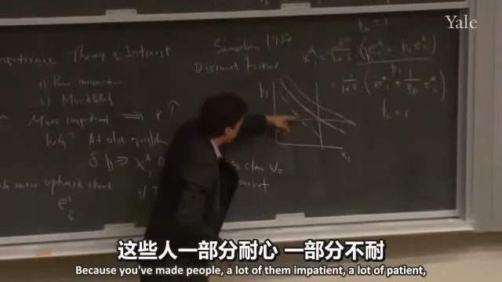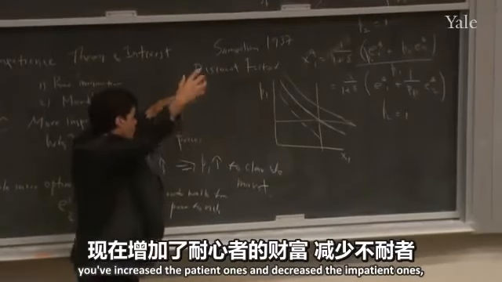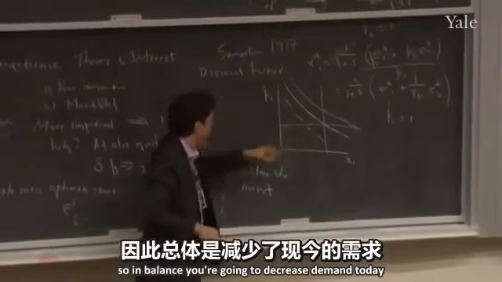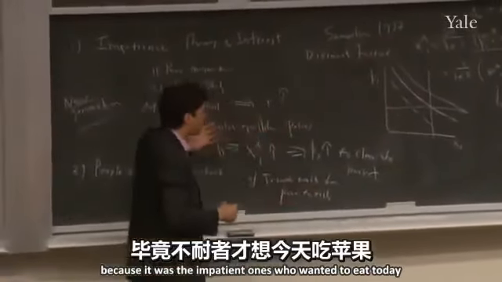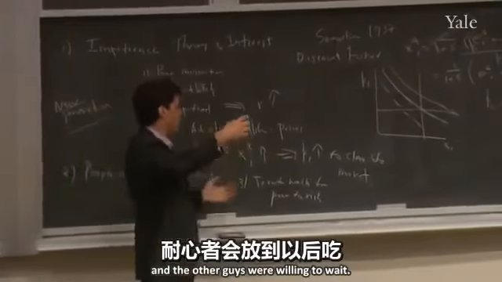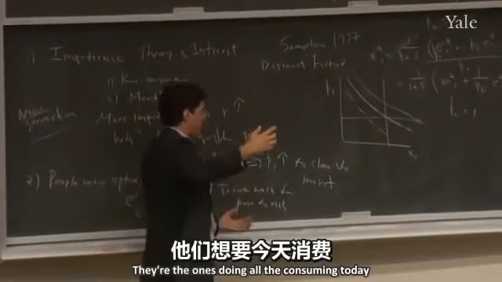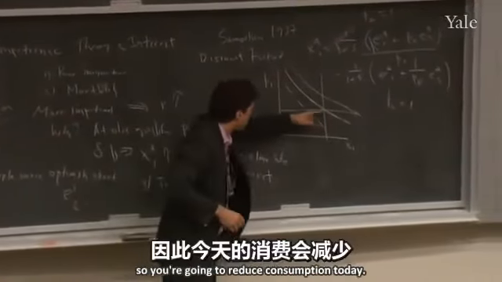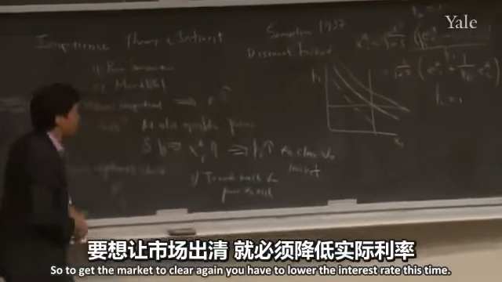Because you've increased the patient ones and increased the impatient ones, so in balance you're going to decrease demand today, because it was the impatient ones who wanted to eat today and the other guys were willing to wait. Now the guys who are willing to wait, these guys don't have any money. They're the ones doing all the consuming today, and now can't afford to do much consuming. So you're going to reduce consumption today. So to get the market to clear again, you have to lower the interest rate this time.